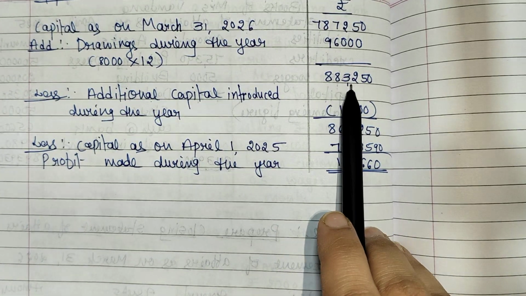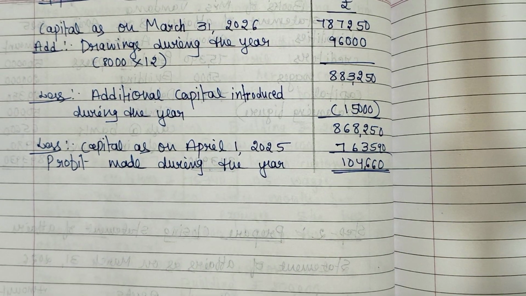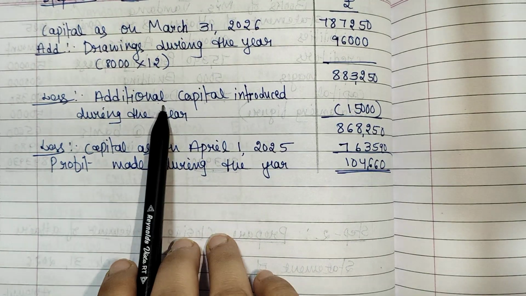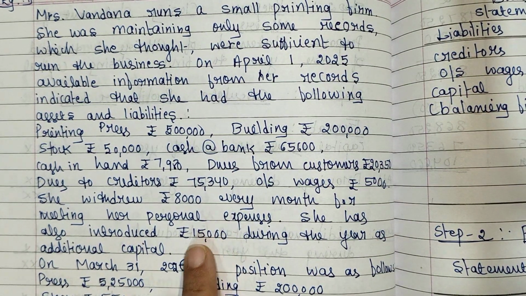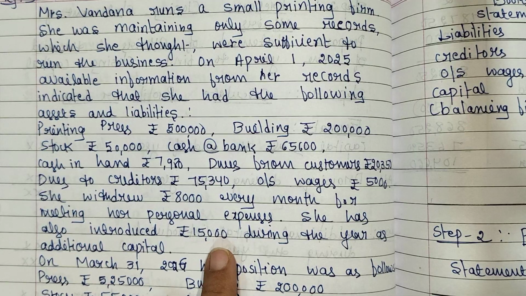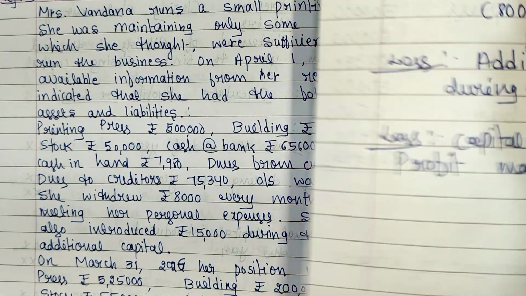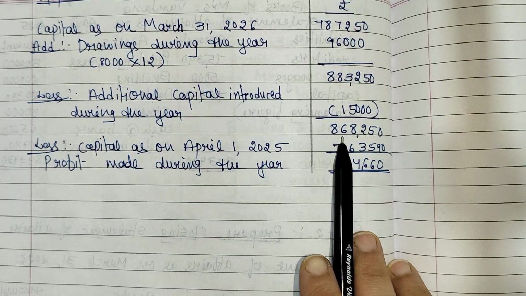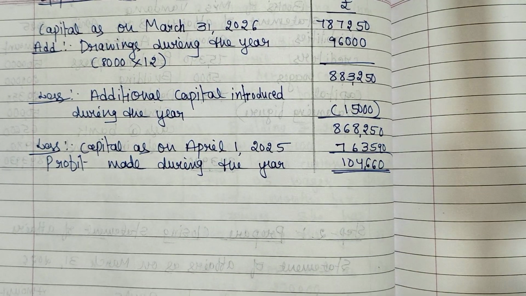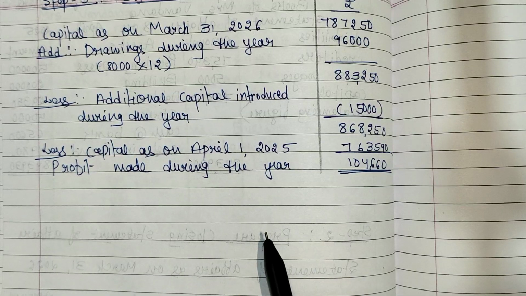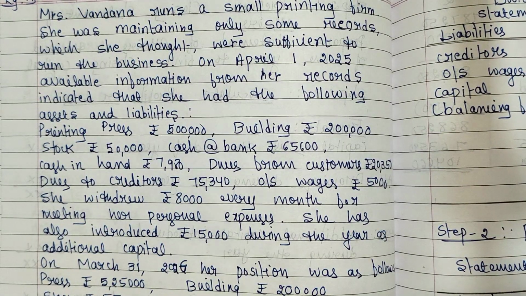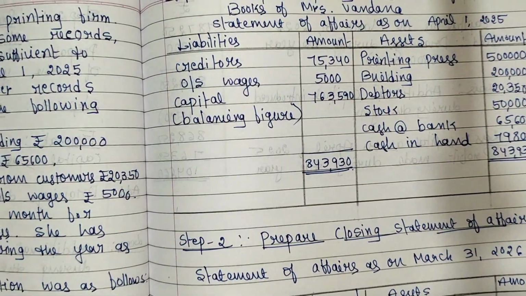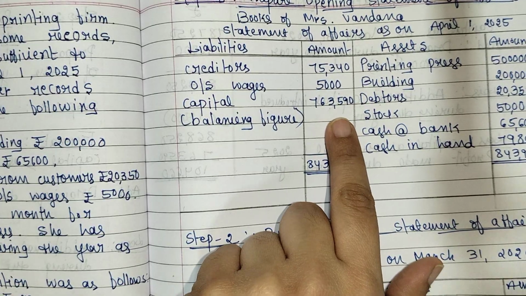So the total is 8,83,250. Now deduct the additional capital introduced during the year. How much? That is rupees 15,000. See here, she also introduced rupees 15,000 during the year as additional capital. So then we will get 8,68,250. Now from that again we need to deduct the opening capital. Capital as on April 1st 2025, how much? Here in step 1 we calculated, right? That is 7,63,590. So deduct 7,63,590.